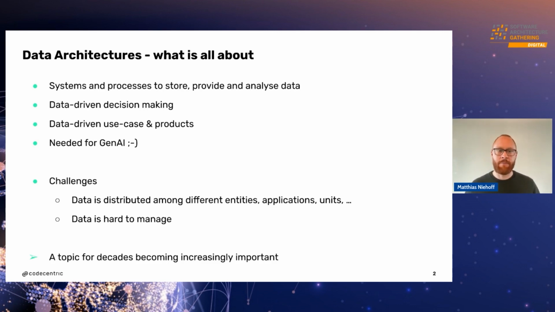Two of them: one is that data is distributed among different entities, applications, units, whatever. It's not like data is at one point, but you gather data on all levels, in all hierarchy levels and business units, not only in tech and IT, but also on the business side. It's therefore pretty hard to manage. It's a topic for decades, and it's getting more and more important because of the reasons above. We're getting data-driven most of the time.